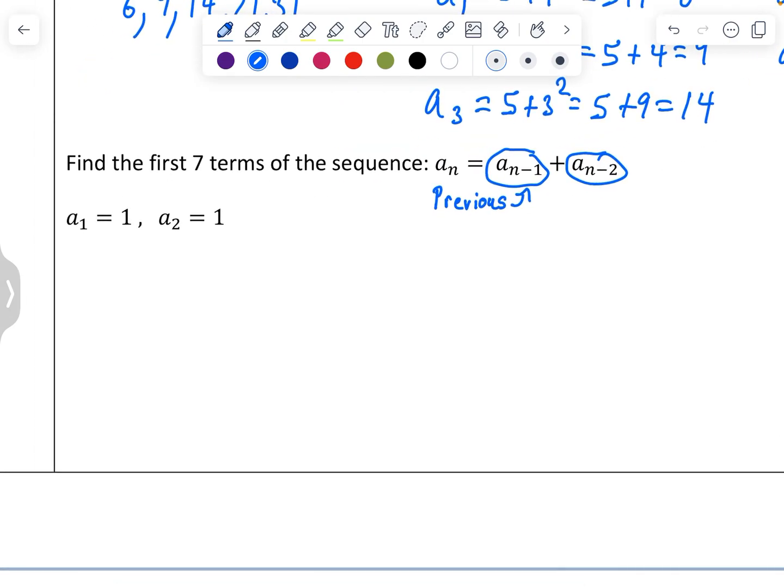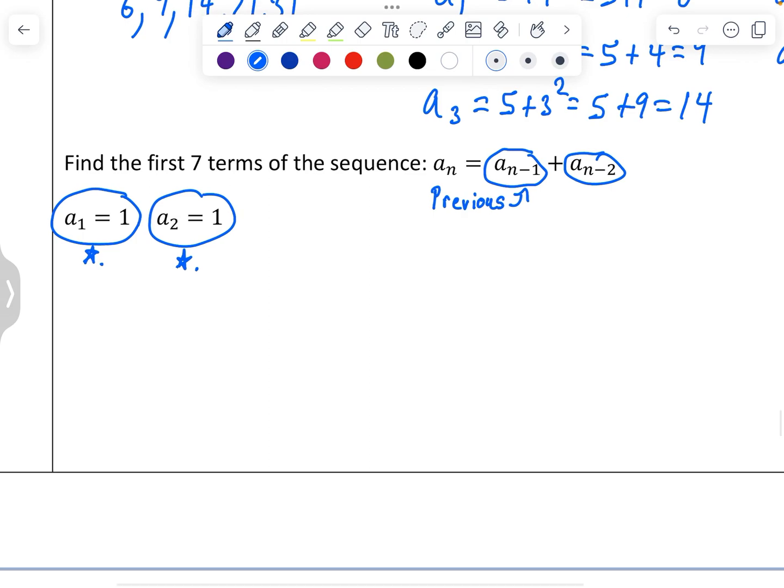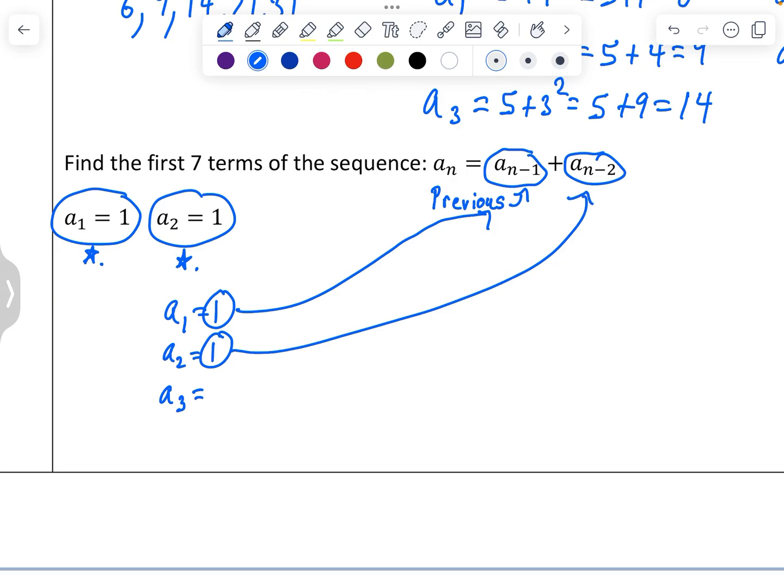So the next thing that we're going to see here is that we have the first 2 terms. We need to be given the first 2 terms because this is going to be our a sub n minus 2, and this is going to be our a sub n minus 1, because this is going to be the very first term right here, and this is going to be the second term. So to do this rule, a sub 1 is 1 itself, a sub 2 is also 1. So then a sub 3, we would take each of these and substitute them in. Actually, that's the wrong order.